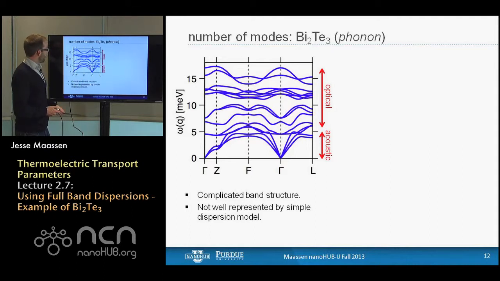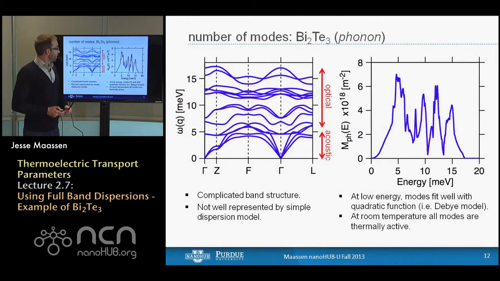And so looking at this, it's hard to justify how you could use a very simple dispersion model to represent these phonons, such as the Debye model, which would assume it's linear in K. Maybe that works for acoustic, or the Einstein model, which assumes that the optical modes are a constant. So we can compute the distribution of modes, and we get this. And so we see we get lots of features actually in this distribution of modes. And this relates to the specifics of the phonon dispersion.